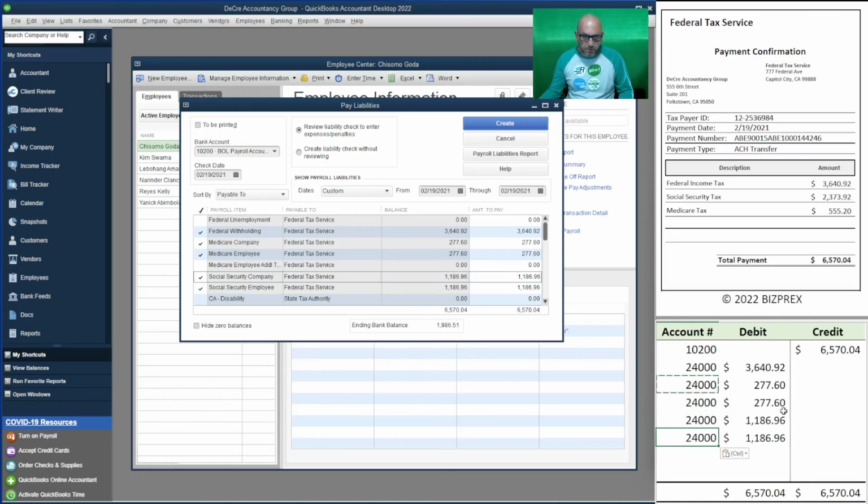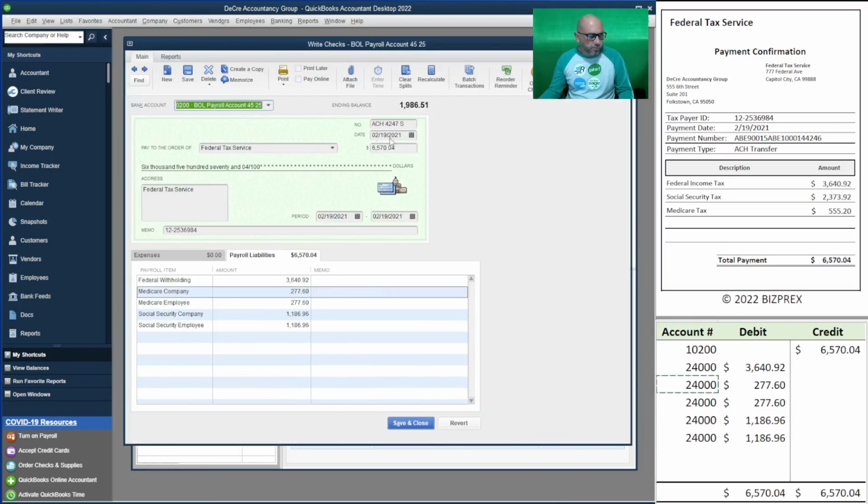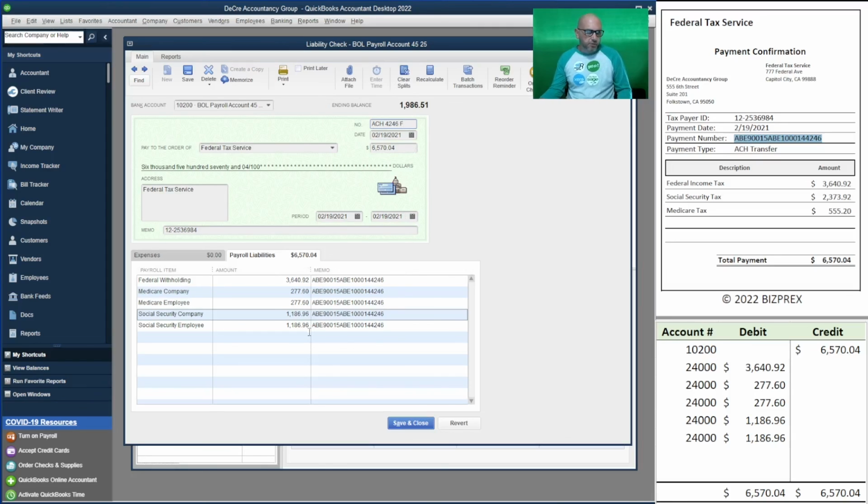There it is. This is our transaction depicted right here. Once we create it, it will take a form of a check, right? There it is, right? Voila, right? So again, these amounts, they're right here. They're debits to account 24,000 payroll liabilities. Liabilities are reduced when debited.